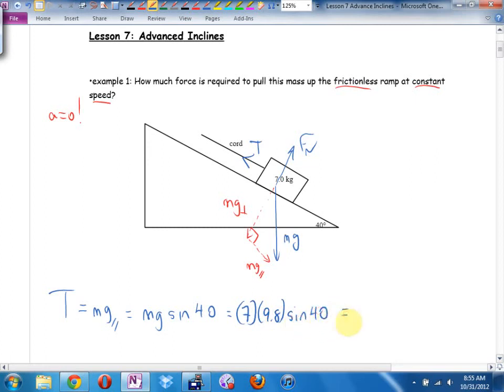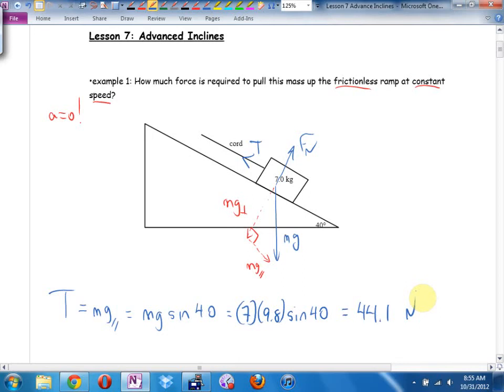Oh, this is great! Advanced inclines. Bring him on, Mr. Dewick. A couple of lines and I'm good. What do we get? 44.1. Anybody else? No? Yeah? Units. Units. Newtons, tension, right?